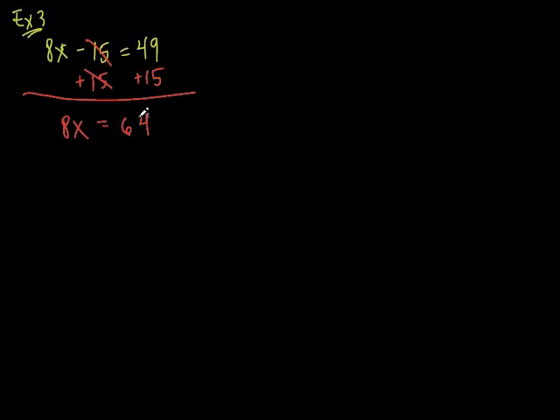Okay? So now we're left with a problem. It's a very simple problem now, just like we had earlier. So all we have to do is get rid of the 8. What is that 8 doing to the x? It's being multiplied. How do we get rid of something like that? We divide. Divide both sides by 8.